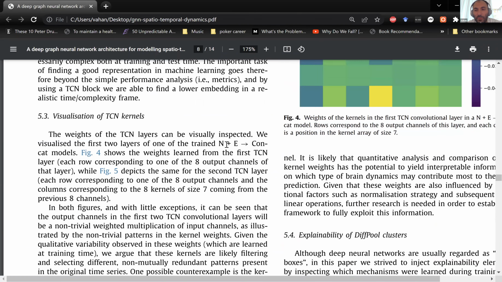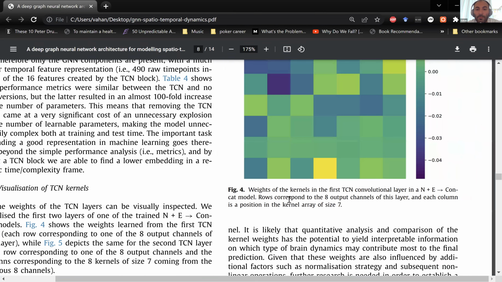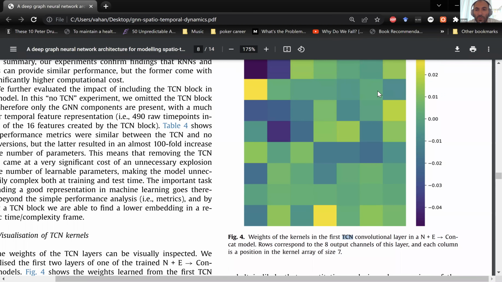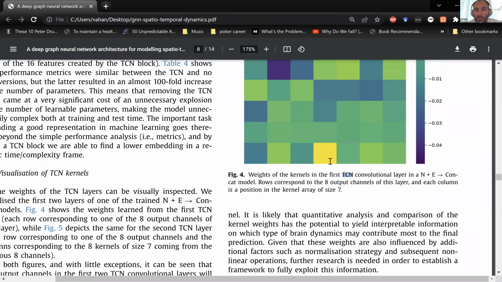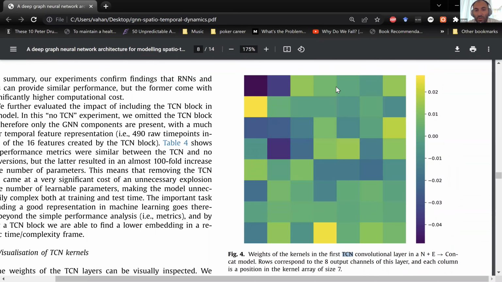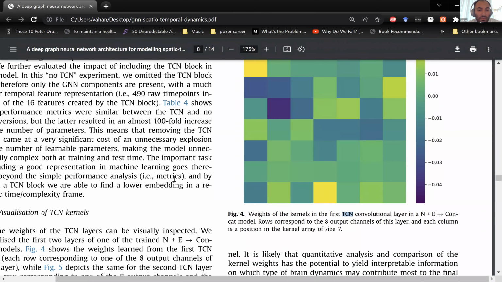This part is for explainability. So this is the weights of the TCN kernel, convolution kernel. So it's an 8 by 7, I think. Eight is the number of output channels, and 7 is the kernel array. And basically you can look at the kernel here. It's fine, not too interesting.